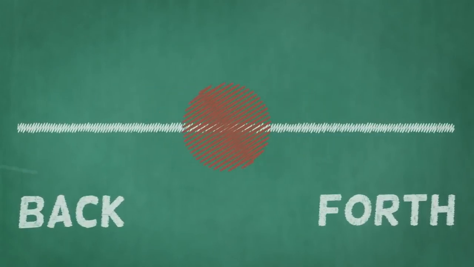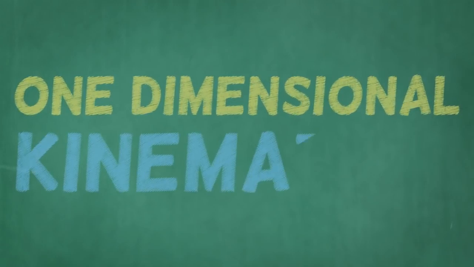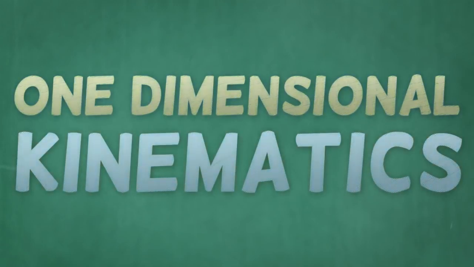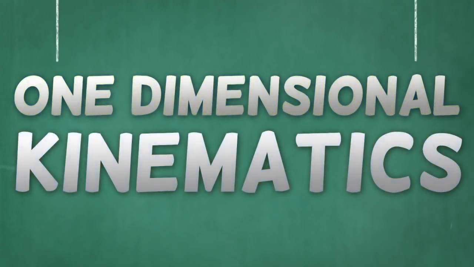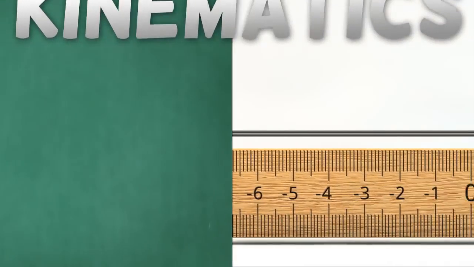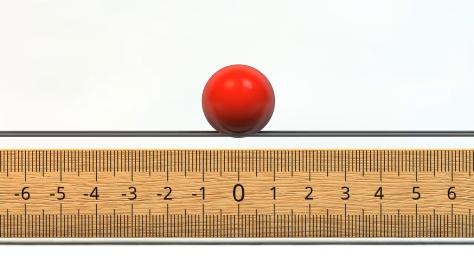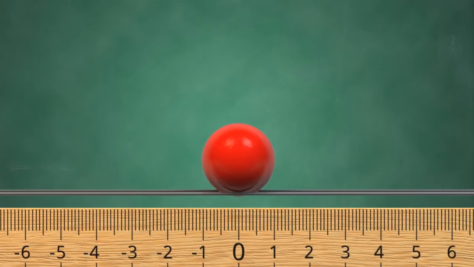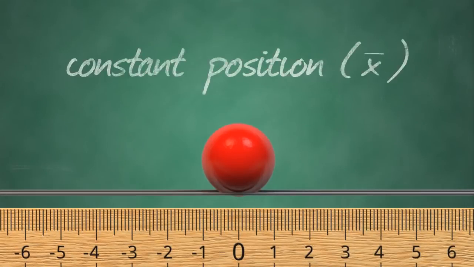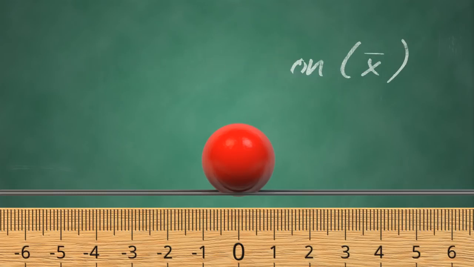In this video, we will look at how things can move back and forth in a straight line, and this is called one-dimensional kinematics. Let's start by looking at a red plastic ball. Right now, the ball isn't moving, so we can say it has constant position, denoted by x. Let's call this point the starting point, or position equals 0.